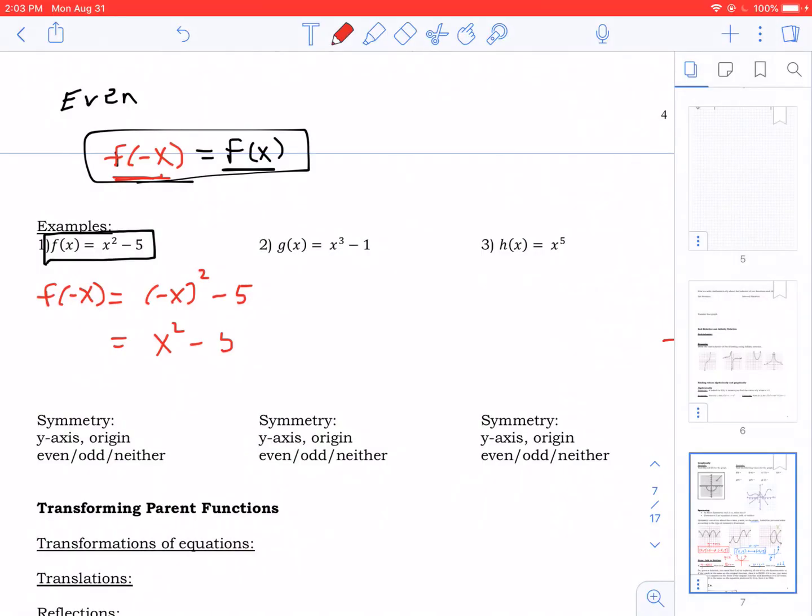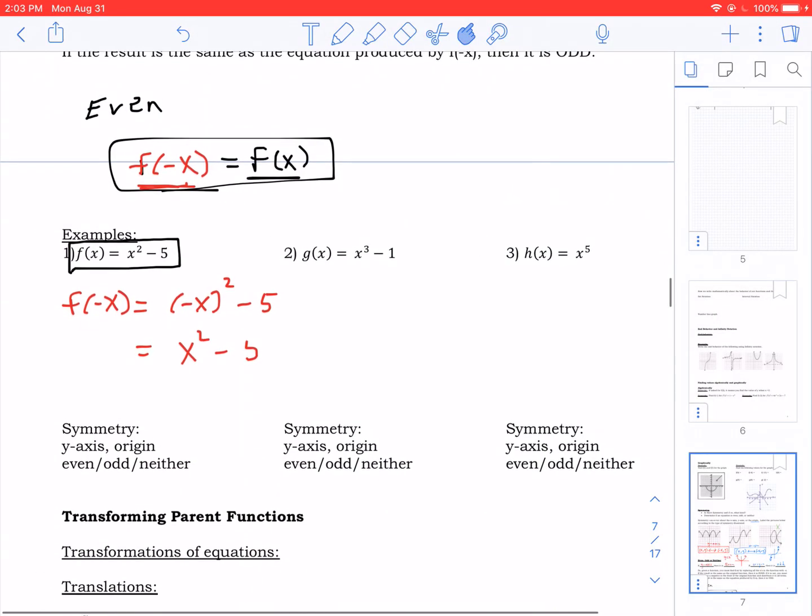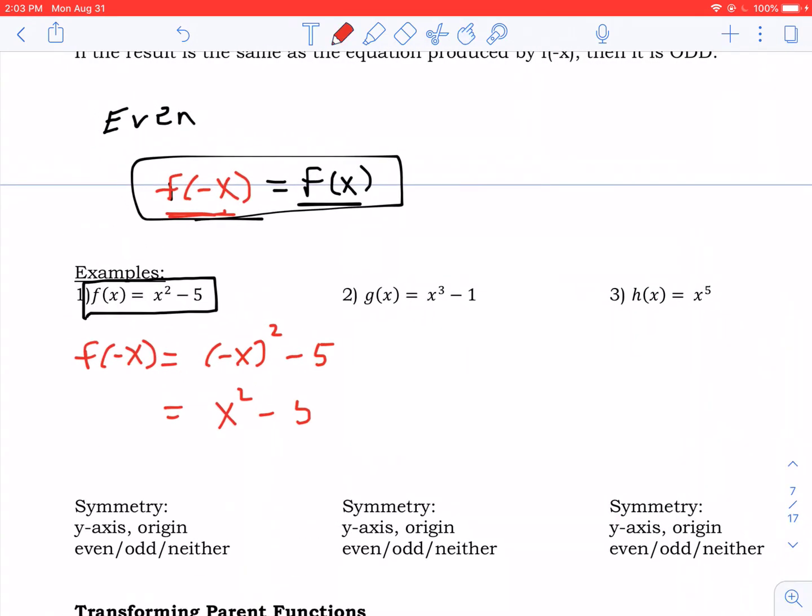Sorry about that. See if we can't pick up where we left off. Where were we? Yes, we said that negative x squared minus 5 is x squared minus 5.